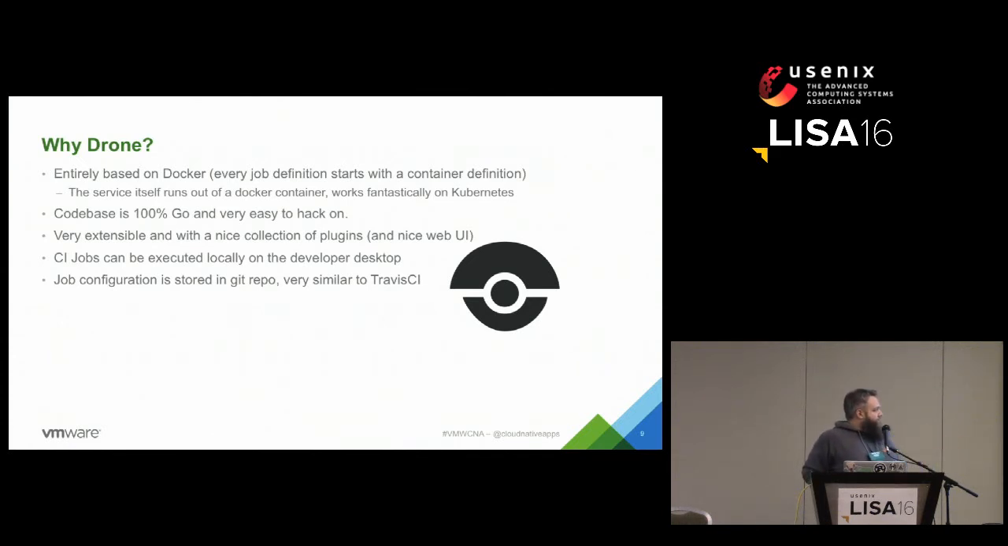Also, the job configuration is stored inside the Git repo. So once you have the Git repo, you have everything you need. There are no jobs stored somewhere in a database or in a file inside a CI system that you forget about, and maybe somebody deletes them and you lose it.